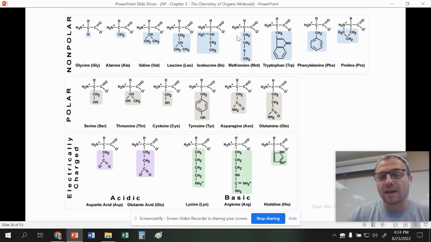Now, how that structure and how this amino acid interacts with other amino acids is going to be determined by what makes up that structure. So you can see we have a sulfur group here, we have a ring structure here, we have another sulfur group and an OH group. Each one of these is going to have different characteristics.